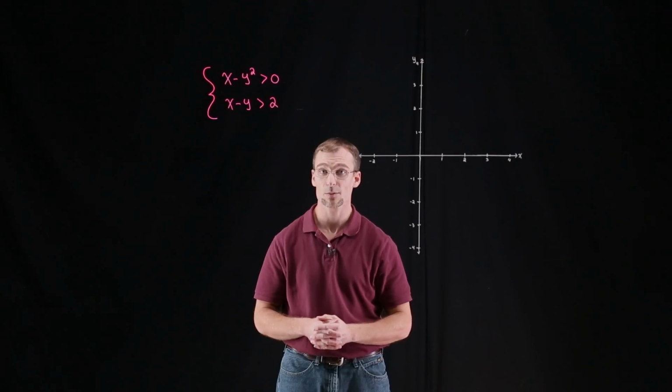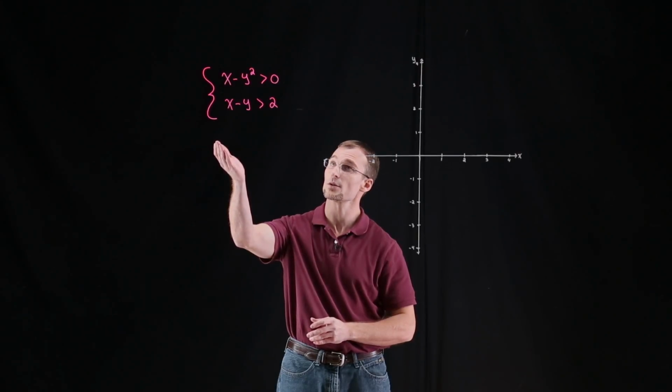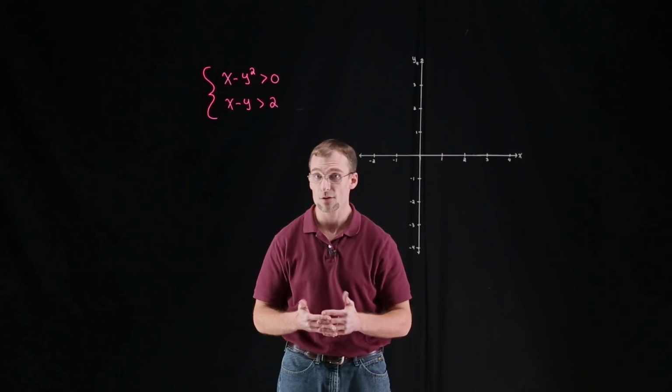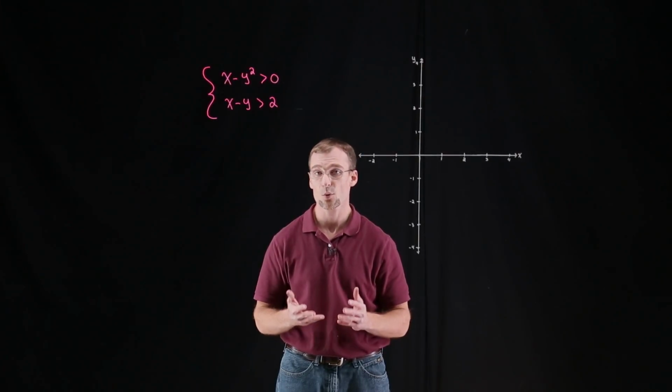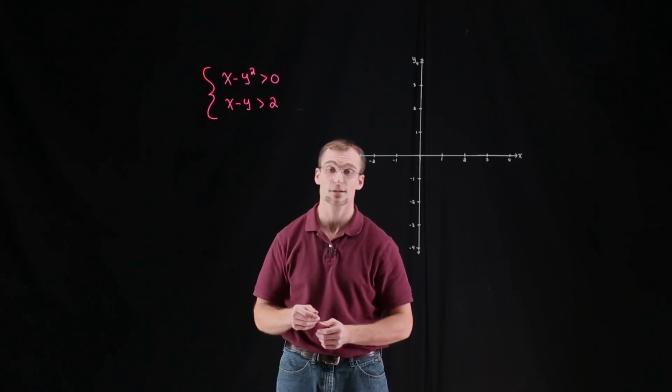Hello everyone, I'm Adam. In this problem, for our system of inequalities, x minus y squared greater than 0 and x minus y greater than 2, we want to sketch a graph of the solution set. The solution set is the set of all points x and y that simultaneously satisfy each of the inequalities that we have.